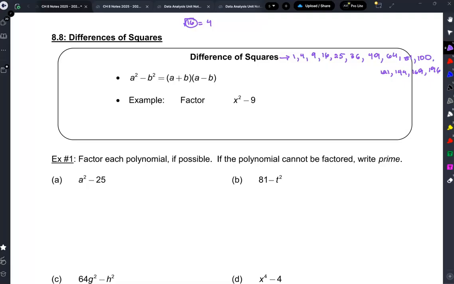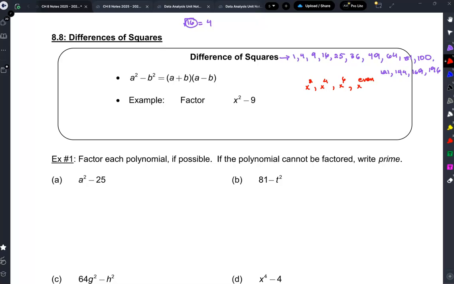It's important because, in order to factor differences of squares, we need to recognize the perfect squares. So these are the squares of numbers. When it comes to variables, what are perfect squares? X squared is a perfect square. X to the 4, X to the 6. Do you see a pattern? Yeah, X to the even exponents. These are perfect squares.